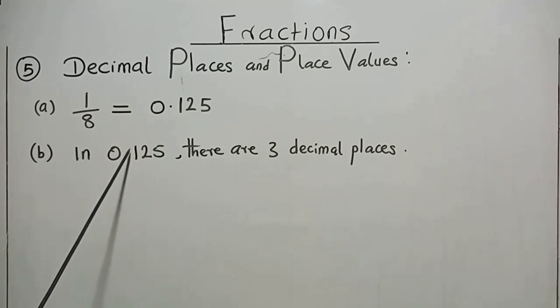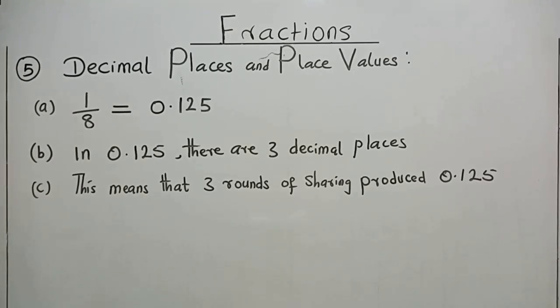What does this statement mean? Let's find out. Now see the meaning. This statement means that 3 rounds of sharing produced this 0.125. I hope you agree with me. Recall what happened when I was converting 1/8 to 0.125. How many times did the 8 persons have to pick from portions? Let's recall. This first one was broken into 10, and they picked from the 10. Each person got 1 portion.